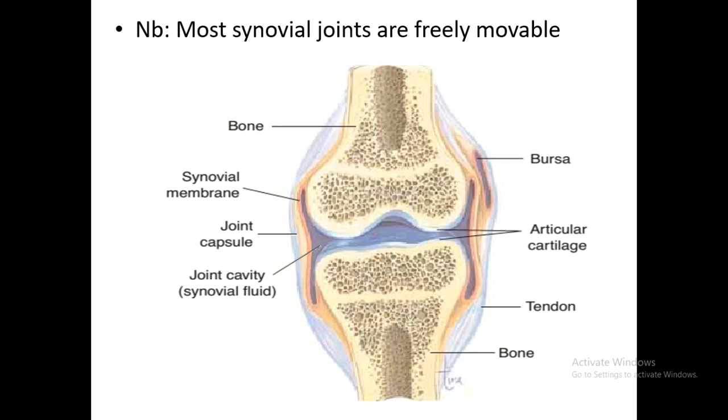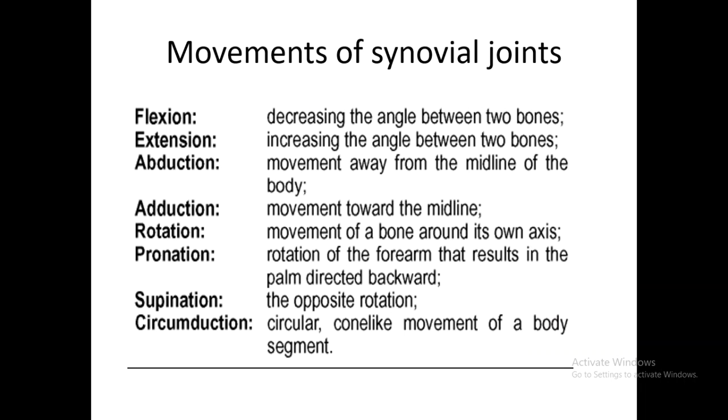Cartilage is whitish in color. Most of you with meat, you tend to find that white surface. It's called the cartilage, and it's mainly found in the synovial joints. So joint cavity, synovial fluid which lubricates the joints to prevent friction. Synovial membrane which encloses the synovial fluid, and movement of the synovial joints.